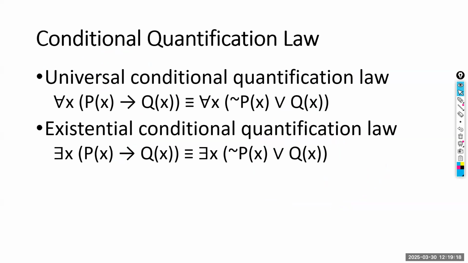This is a little bit more challenging. For all x, p(x) implies q(x). Whenever p happens, q happens, for all x. So it is equivalent to say that for all x, not p(x) or q(x). It's the same as p implies q, which means what? Not p or q. And then we can use it with the universal quantifier.